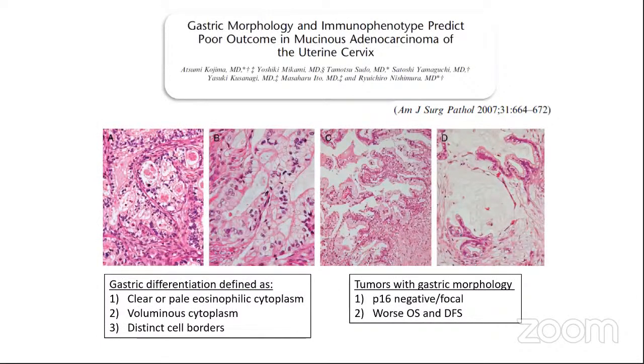This was first coined by Dr. Kojima et al., where they described these cervical adenocarcinomas with gastric morphology that were negative for P16, and they defined it as tumors that have clear or pale eosinophilic cytoplasm that was very voluminous with very distinct cell borders. And what they found was that these tumors were either negative or only focally positive for P16 and had worse overall and disease-free survival compared to those that did not have gastric morphology.